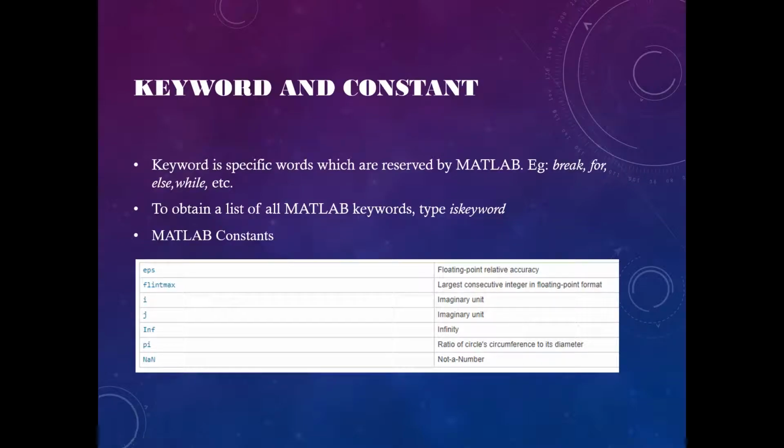If you want to represent an imaginary number, you can use either I or J. And for infinity, Inf is an inbuilt value, and for pi we can write it as pi. And for a non-number, MATLAB will show you NaN. Okay, these are some keywords. So let's move to the MATLAB and see.